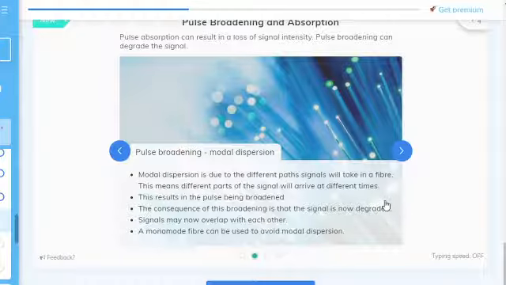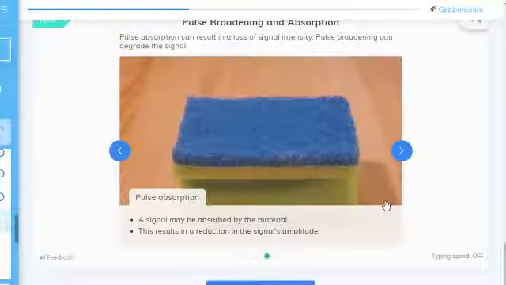So, pulse broadening, modal dispersion. Modal dispersion is due to the different paths signals can take in a fibre. This means different paths of the signal will arrive at different times. This results in the pulse being broadened. The consequence is that the signal would now be degraded. Signals now overlap with each other, and a monomode fibre can be used to stop this.